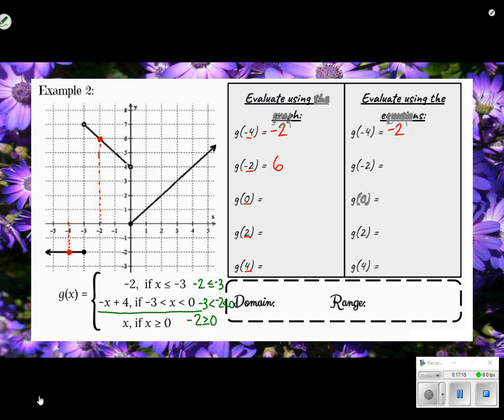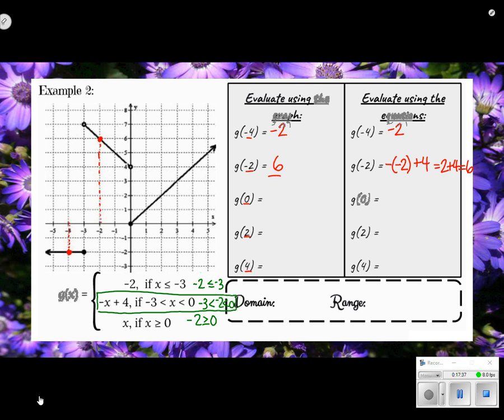This one's true. Negative 2 is between negative 3 and 0. So that means I need to plug in a negative 2. So I've got a negative 2 plus 4. Negative negative 2 is a positive 2. 2 plus 4 is 6, which matches what's on my graph.